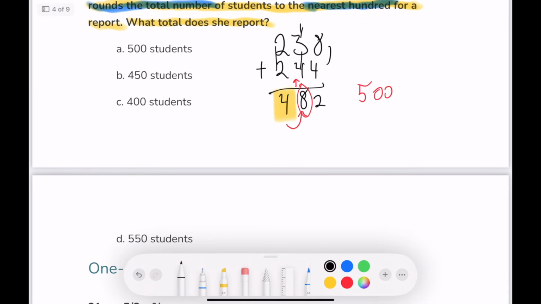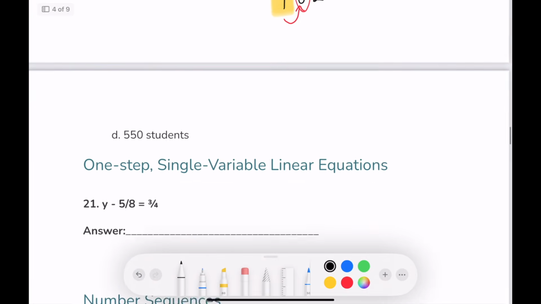Let's see if we have it. We do, yay. She would report a total of 500 students for her nearest 100. All right, let's keep going here.